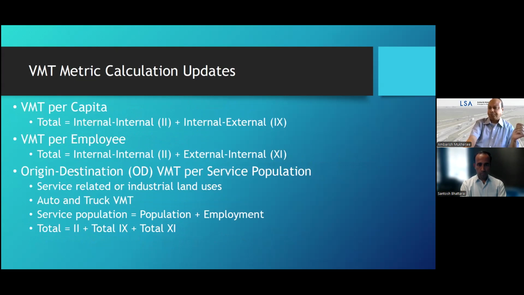As we mentioned in our information session a couple of months ago, we have now introduced three metrics instead of two. Previously, we only had VMT per capita and per employee. Now we have the OD VMT per service population. And this shows a high-level overview of how each one of those is calculated.